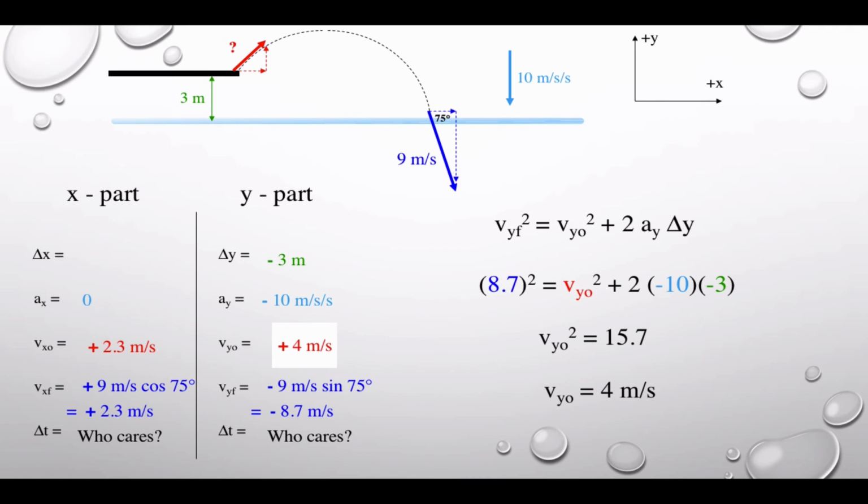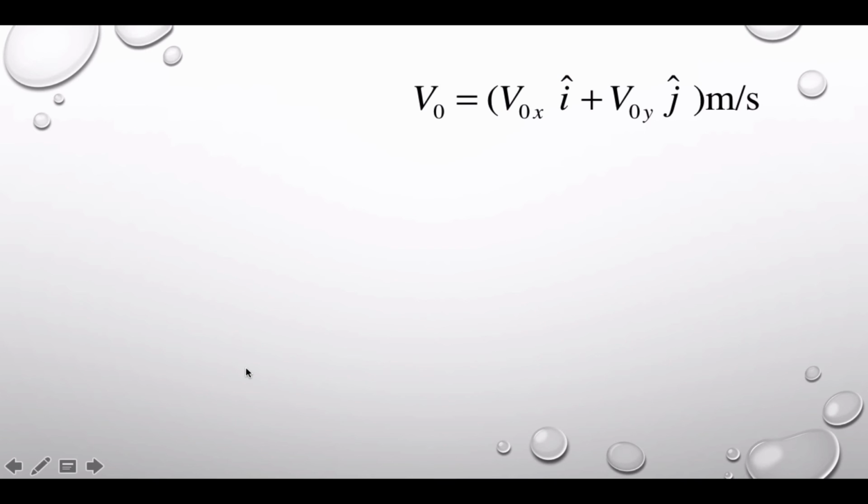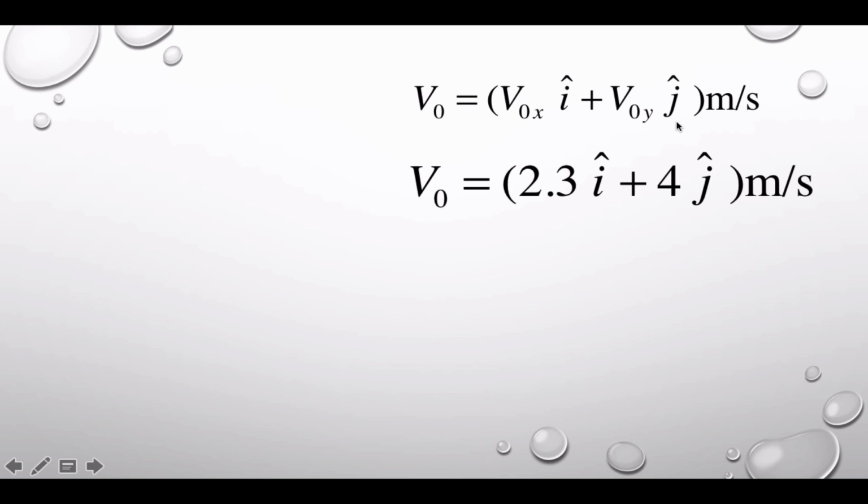So how do we write our final answers? If you see here, we have the initial in the x and the initial in the y. We can write it in vector notation. So we have v initial, v naught, v at time 0, equals v initial in the x plus v initial in the y, meters per second. I hat is the unit vector in the x direction, j hat is the unit vector in the y direction, so we could just plug those numbers in, and this is perfectly acceptable for your final answer.